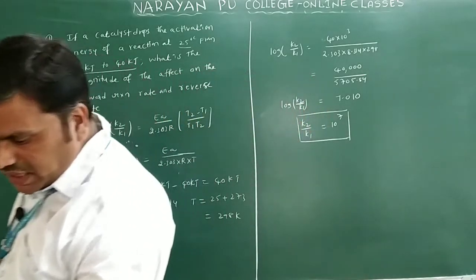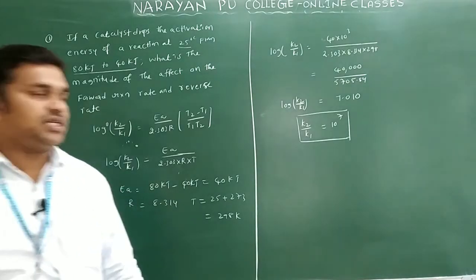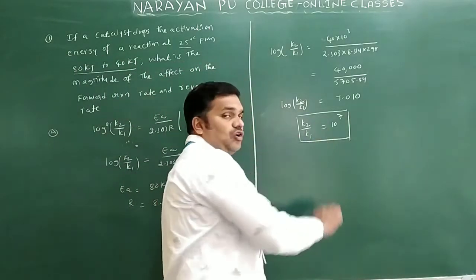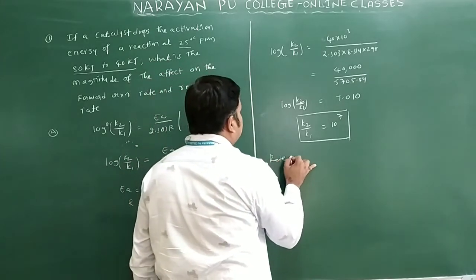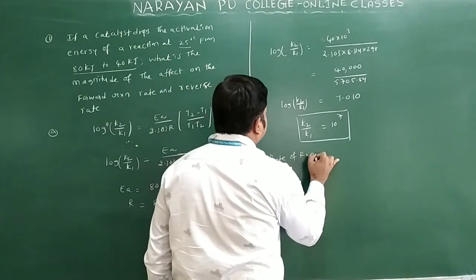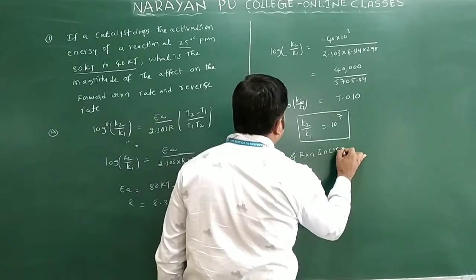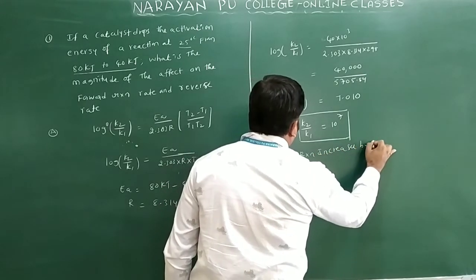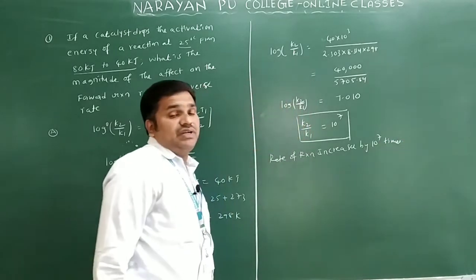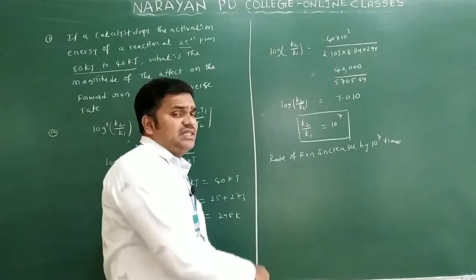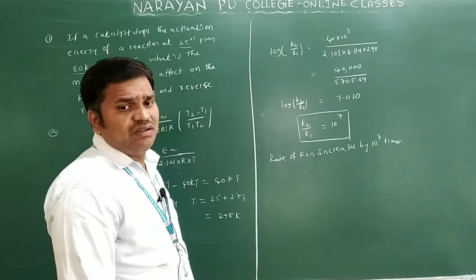So the catalyst decreases the activation energy and increases the rate of reaction. Here the rate of reaction is increased by how many times? K2 by K1 we got is 10 power 7. So I will write here: the rate of reaction increases by 10 power 7 times. I already told you the rate constant increases, and the rate also increases.